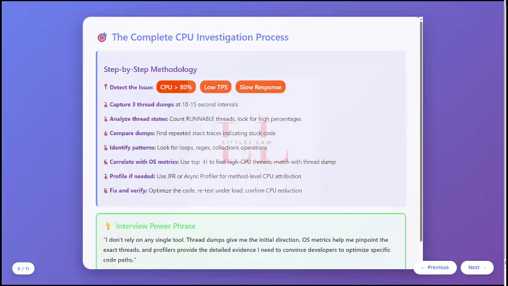Step seven, profile if you need to. Use JFR, my favorite tool, or you can even use Async Profiler to get method-level CPU attribution and detailed evidence. Step eight, fix and verify. Optimize the code, retest under load and confirm the CPU reduction.